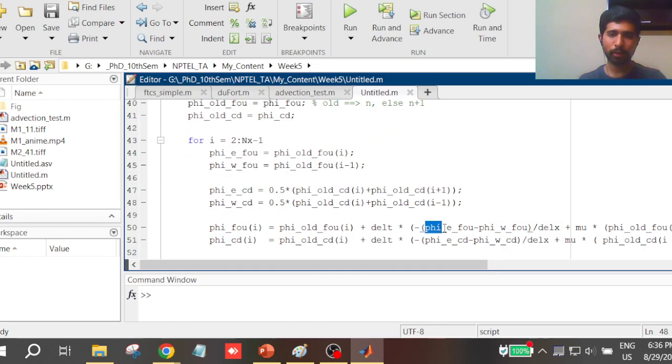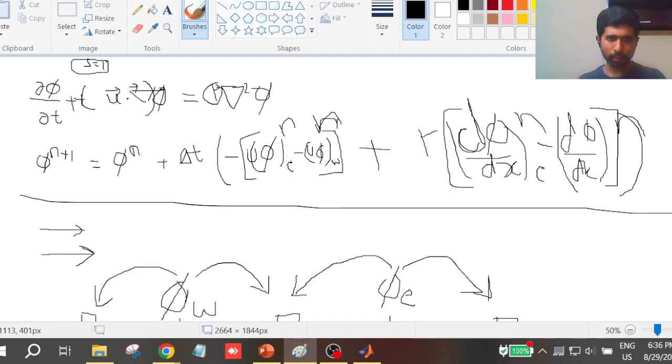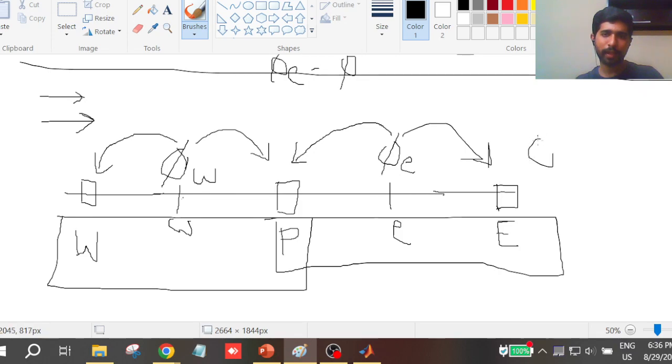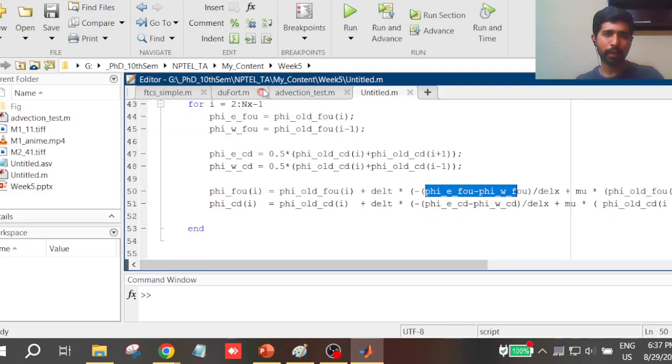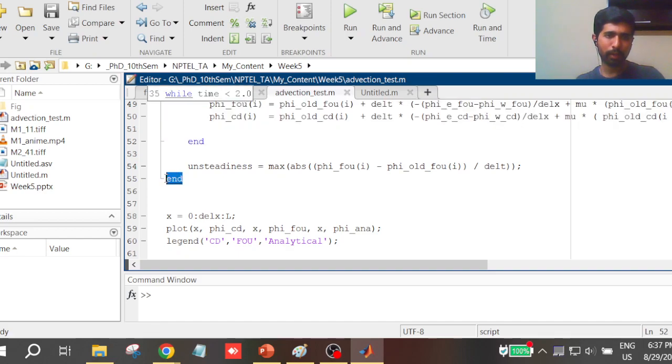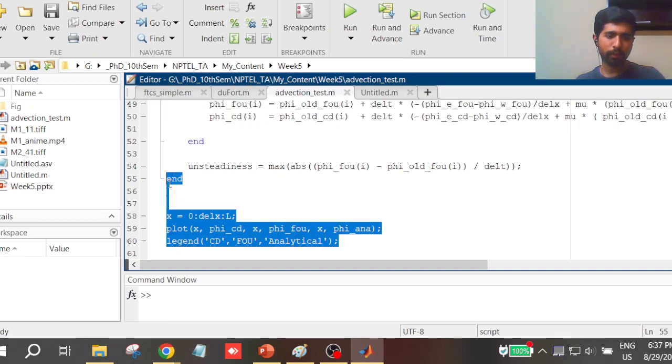Okay, so this is the whole thing. Then I have just written whatever I had written here. Phi at east, phi at west, I have calculated it. So now you can see that it is very easy to understand. Dou phi by dou x at the east face will be phi at capital E minus phi at capital P divided by del x. And then finally, unsteadiness, anyway I don't need this. I'm just plotting the values.